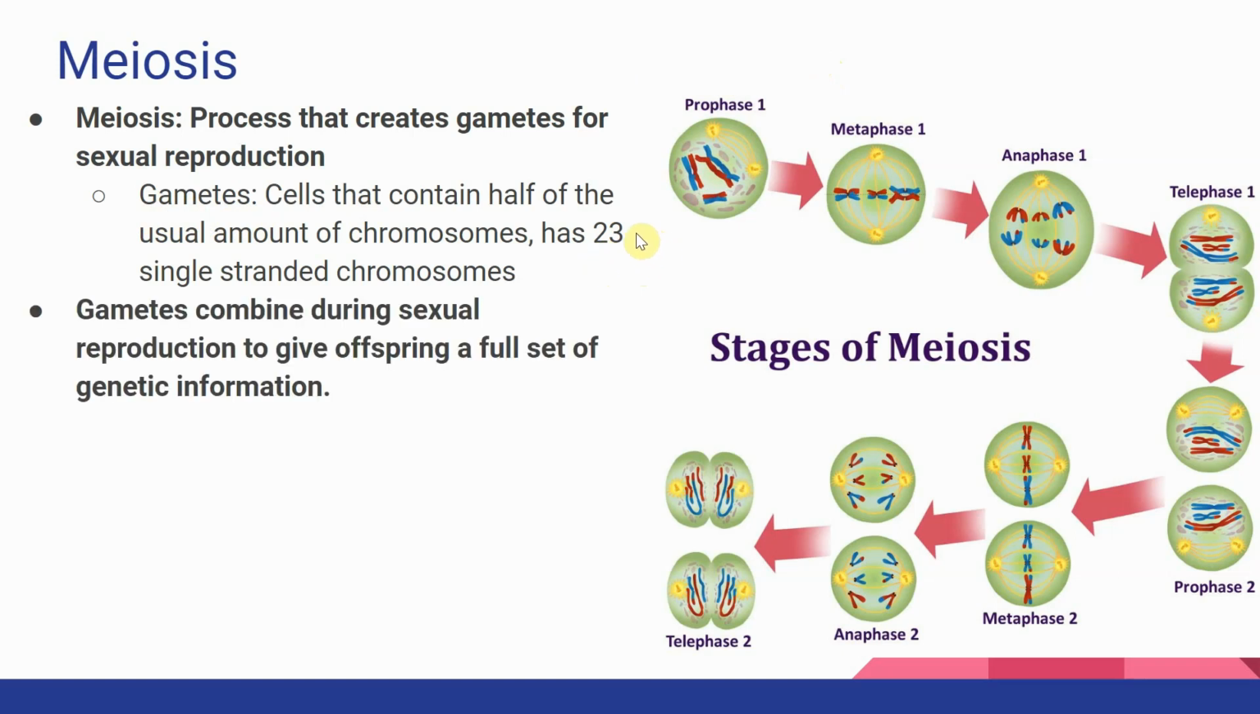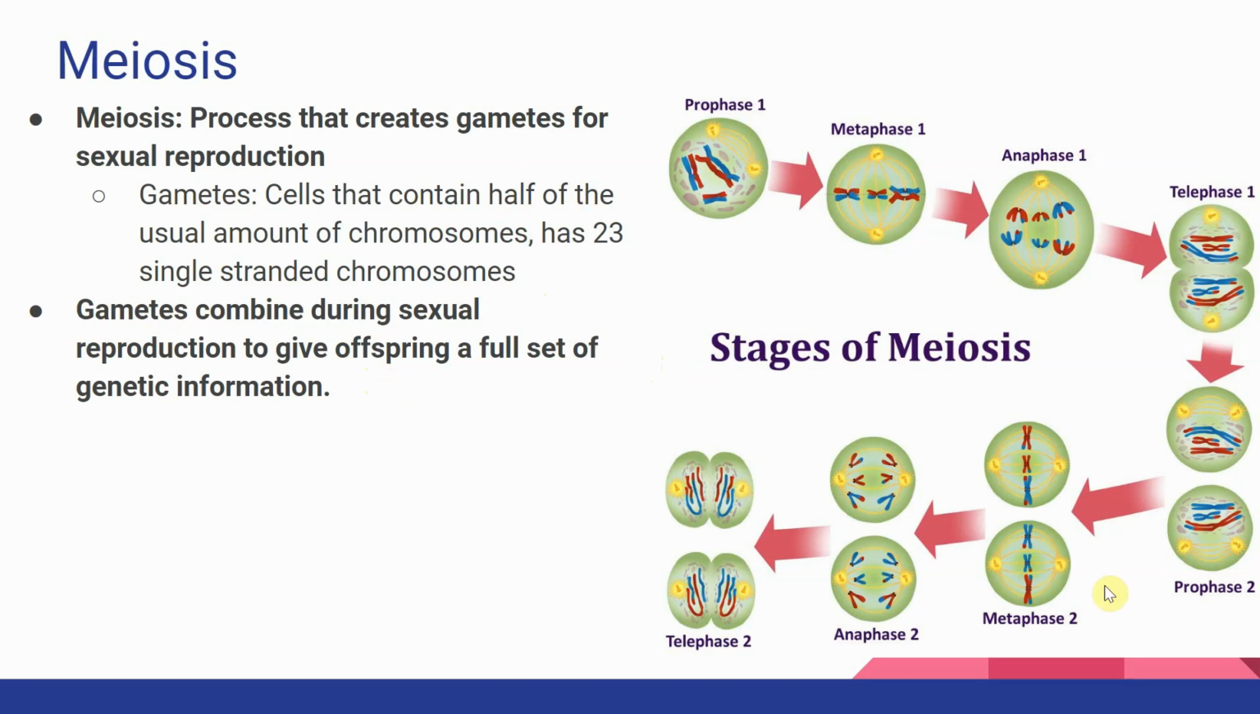The reason we do this is because gametes are going to then combine during sexual reproduction to give an offspring a full set of genetic information. So as we remember, hopefully, gametes are going to be our egg and sperm cells. Each of them are going to contain half the usual amount of chromosomes. So a half plus a half is a whole. So our two gametes combine during sexual reproduction to give our new offspring a full set of genetic information.